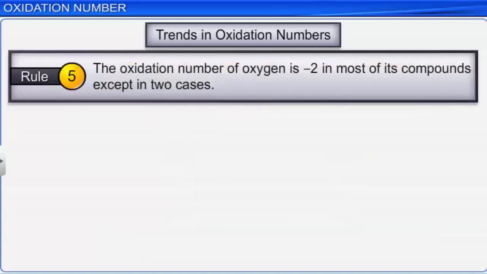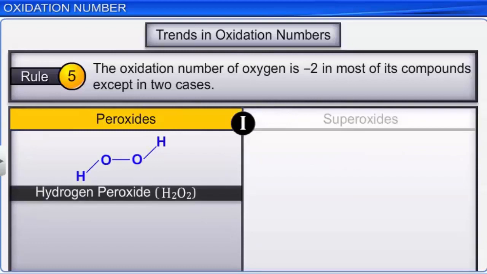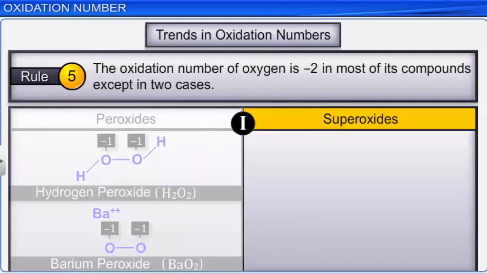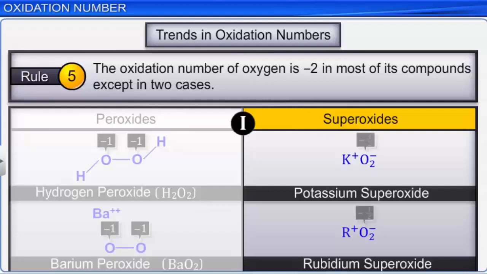According to the fifth rule, the oxidation number of oxygen is -2 in most of its compounds, except in 2 cases. The first is the case of peroxides and superoxides. In peroxides like hydrogen peroxide and barium peroxide, each oxygen atom is assigned an oxidation number of -1. And in superoxides like potassium superoxide and rubidium superoxide, each oxygen atom is assigned an oxidation number of -1/2.